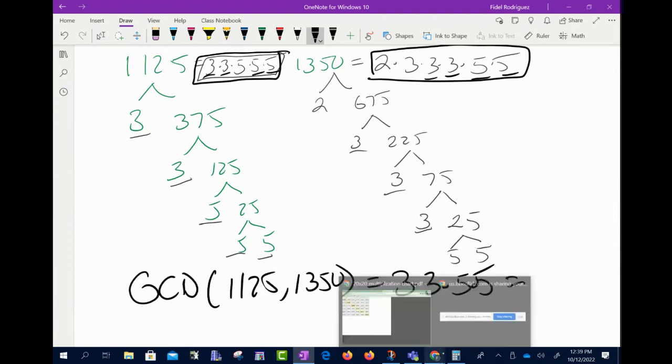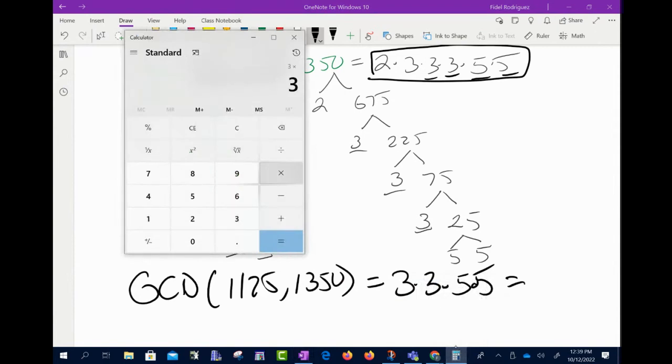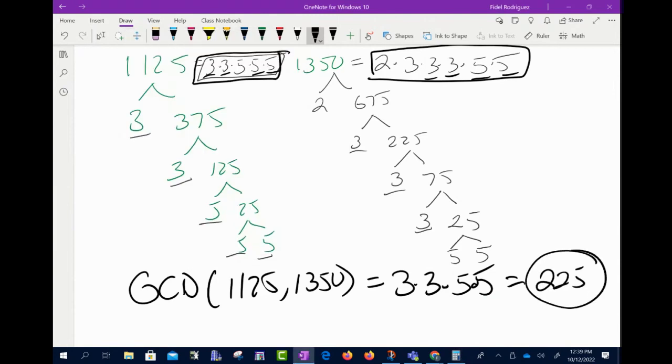Okay. So if I multiply this out, let's see, 3 times 3 times 5 times 5, 225. That's the biggest number that divides into both of them. Okay. So now let's go ahead and find our least common multiple.